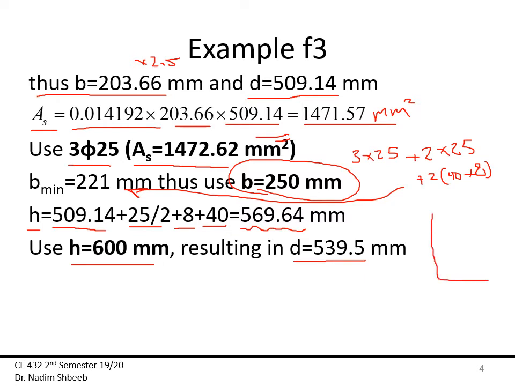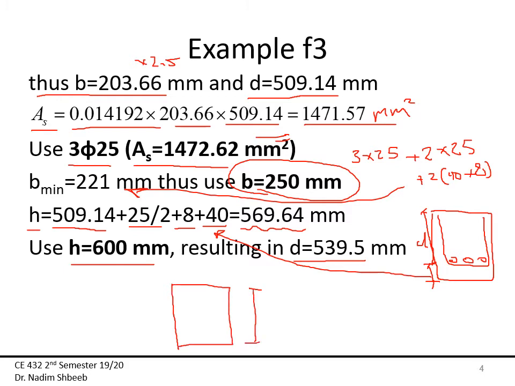Just to remind you guys, if this is my cross section, these are my 3 bars of 25. Here's my stirrup, which goes around that. Then this D is to the center of those bars. Then I'm going to add this distance right here, which is simply those 3, and that will give me the H. Okay, so now I have a viable cross section.